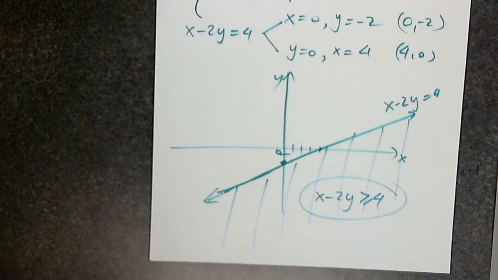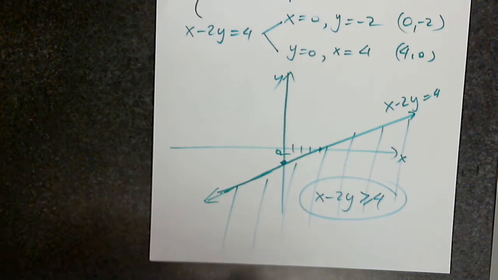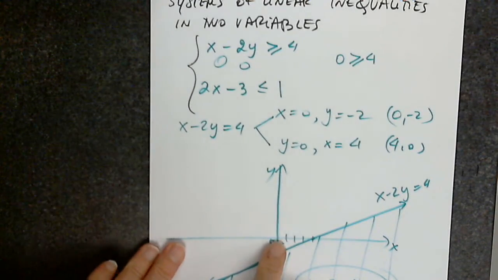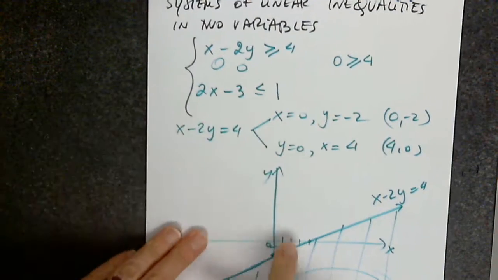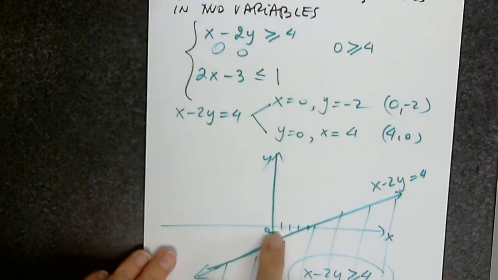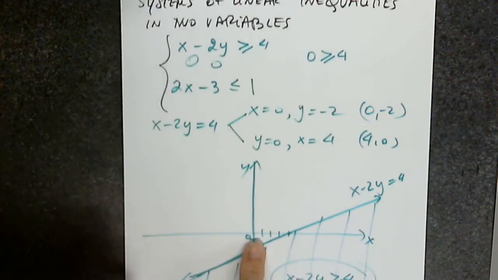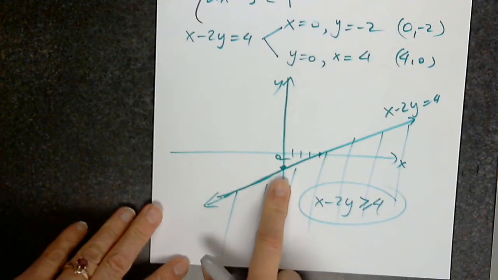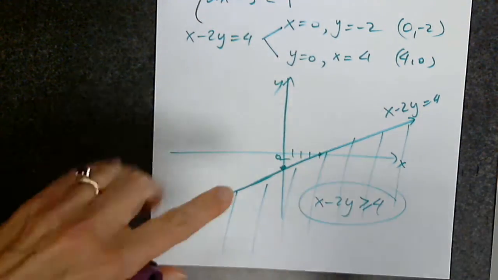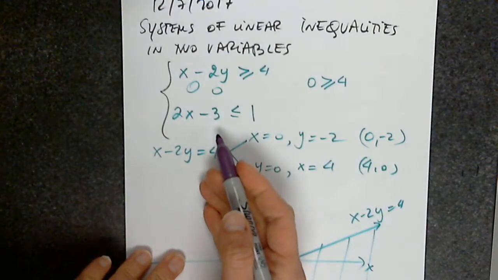I continue with the second one. Yes? How do you solve this, up or down? Like which side is straight with the line? I plugged in 0, 0. I'm checking this area, and I got a false statement. I used this point. I got a false statement. I have to shade in the opposite. Is that okay? Okay.